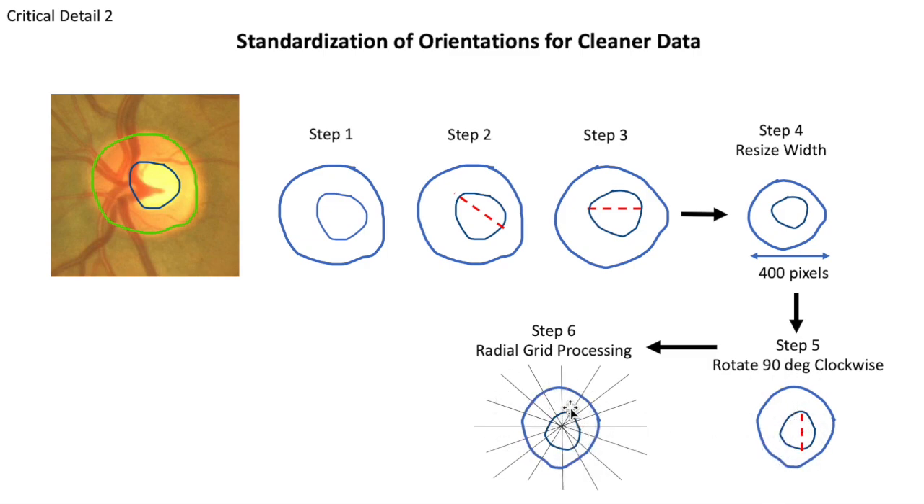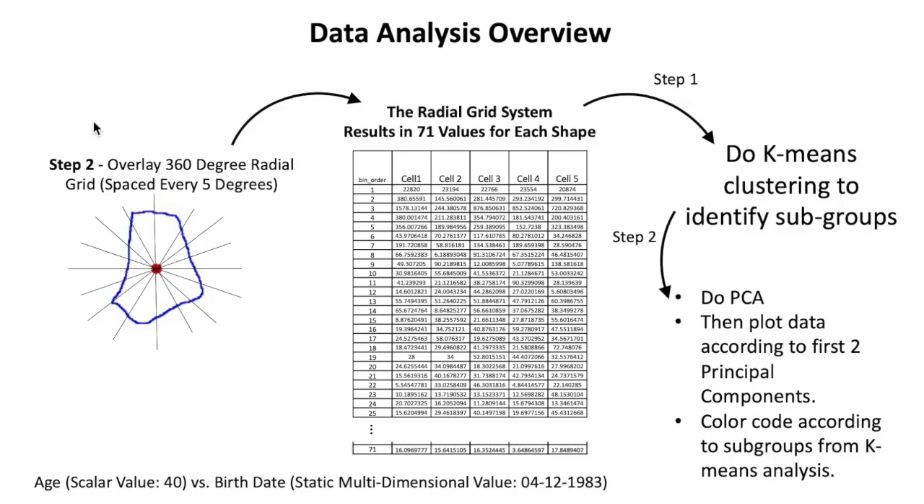Now note that all the outlines you will see in this presentation are of cups and discs that have been oriented in this way. So they may not look like the ones you would see in fundus images. For an overview of our analysis pipeline, we analyze each cup and disc shape and turn it into 71 values. So here in this table, each cell has 71 values. And again, this is a multi-dimensional representation of the shape that you began with.